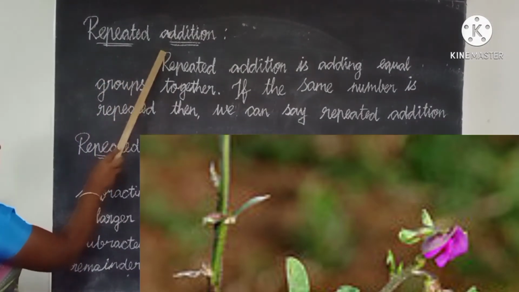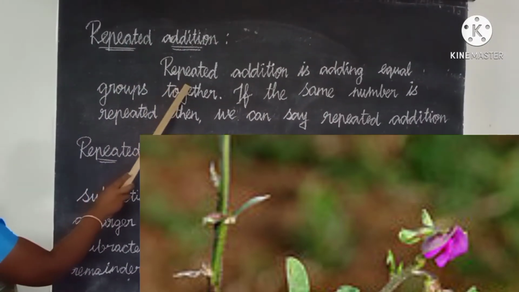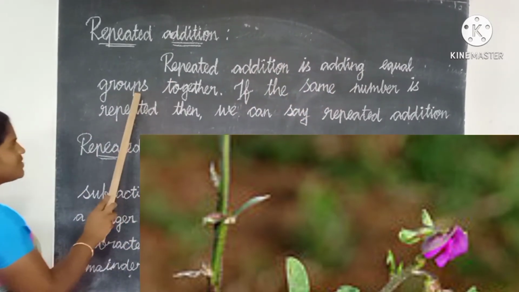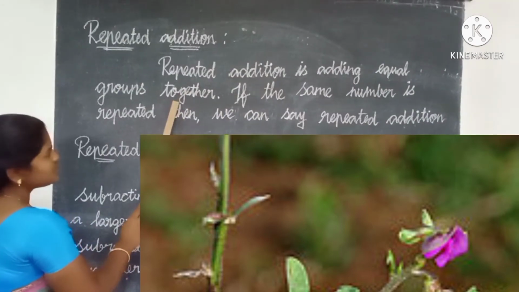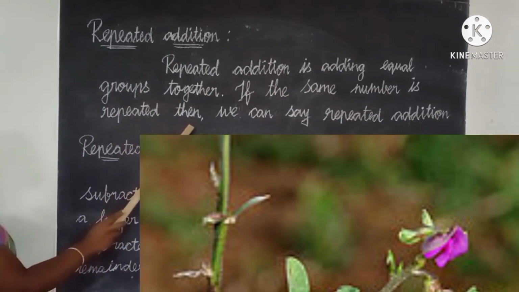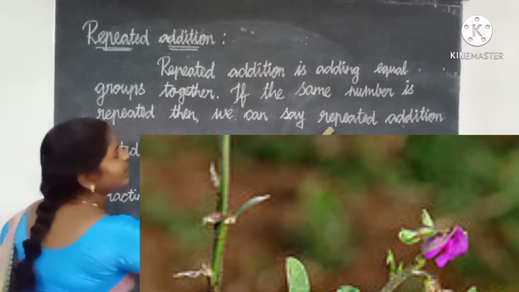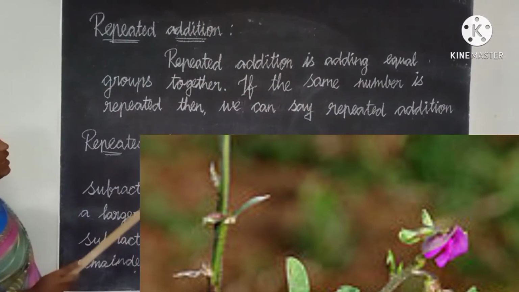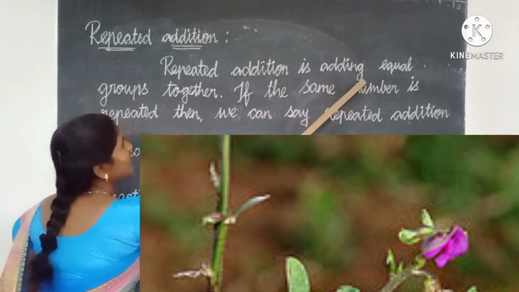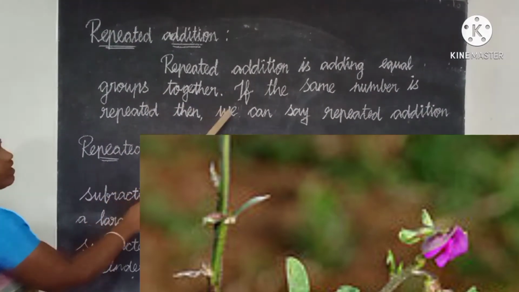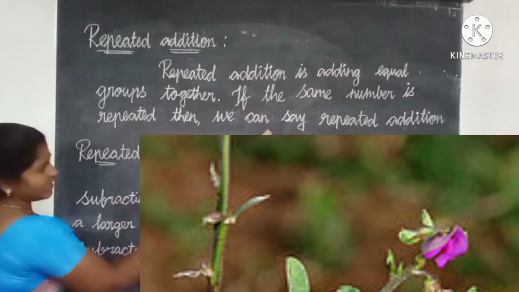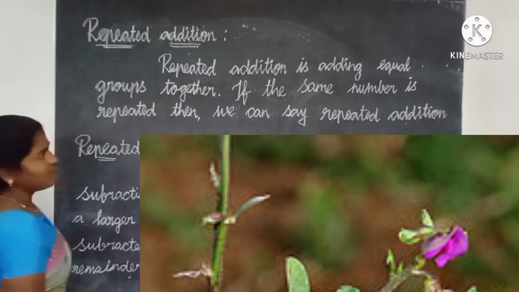See children, repeated addition definition. Repeated addition is adding equal groups together. If the same number is repeated, then we can say repeated addition. Once again, I read this. Repeated addition is adding equal groups together. If the same number is repeated, then we can say repeated addition.